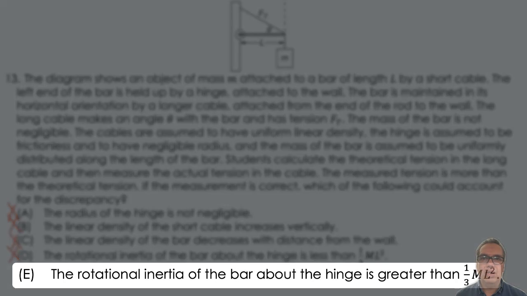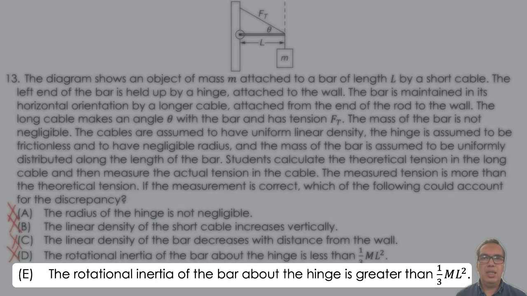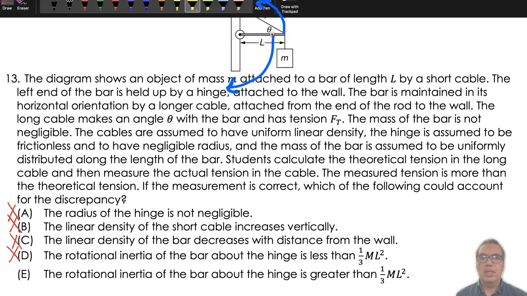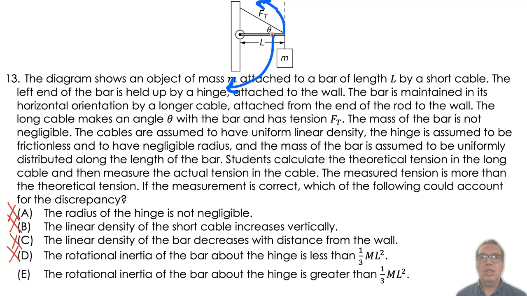Finally, if the rotational inertia of the bar is greater than 1/3 mL squared, then the center of mass is farther away from the wall, and the torque exerted by the weight of the bar is greater than if the weight were at the midpoint. Then the torque exerted by the cable must be proportionally greater. This is the only option that sounds logical. Option E.